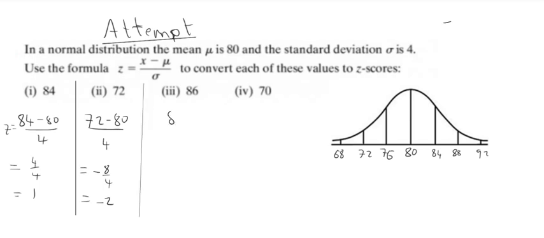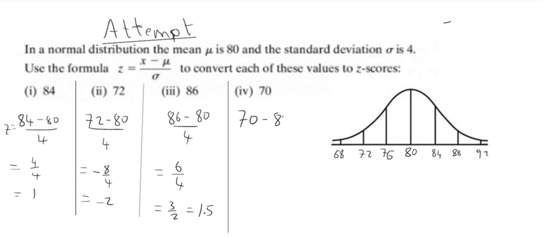Next one, 86 minus 80 over 4. So we get 6 over 4, which is the same as 3 over 2, or 1.5, 1.5 standard deviations above the mean, that one is. And last one, 70 minus 80 over 4. So we get minus 10 over 4, which is minus 2.5. So that one is 2.5 standard deviations below the mean. So that's it.